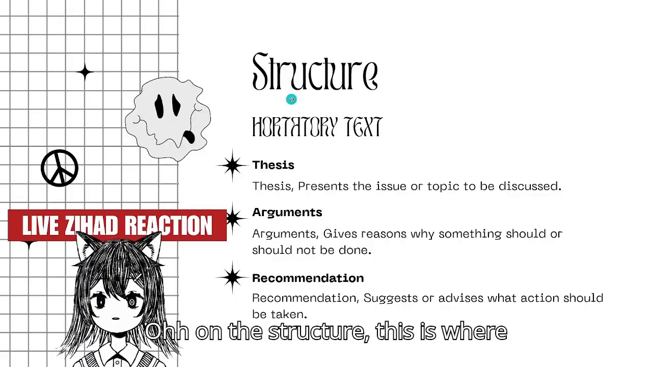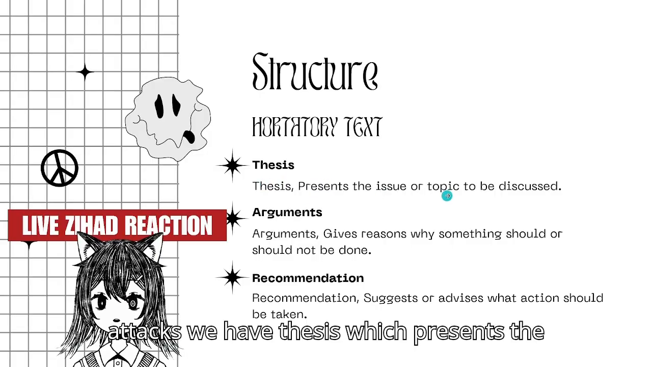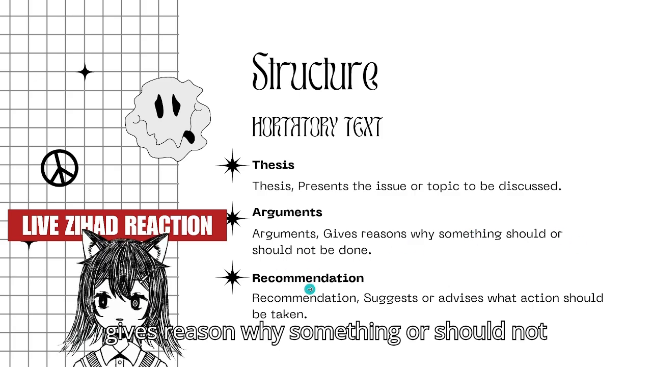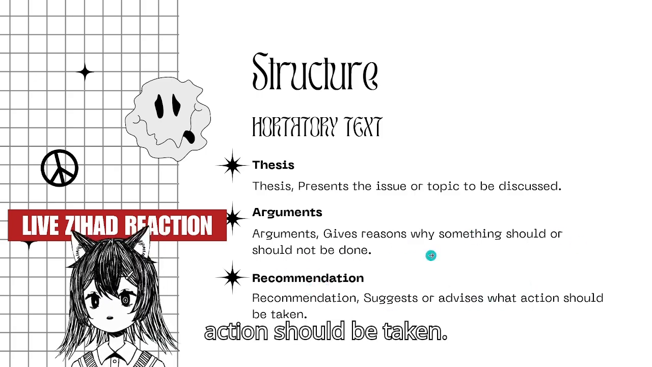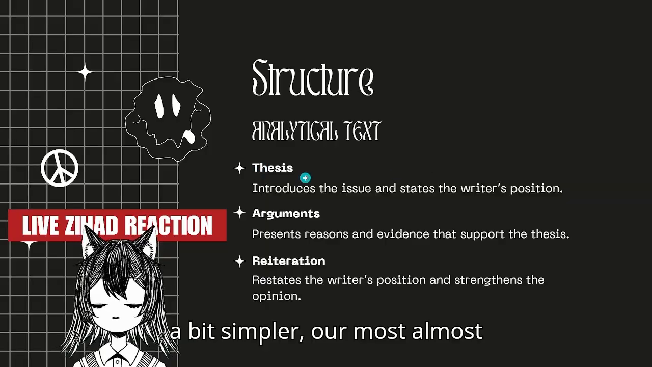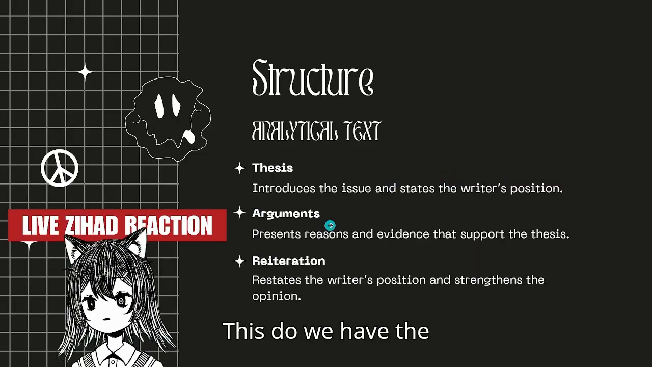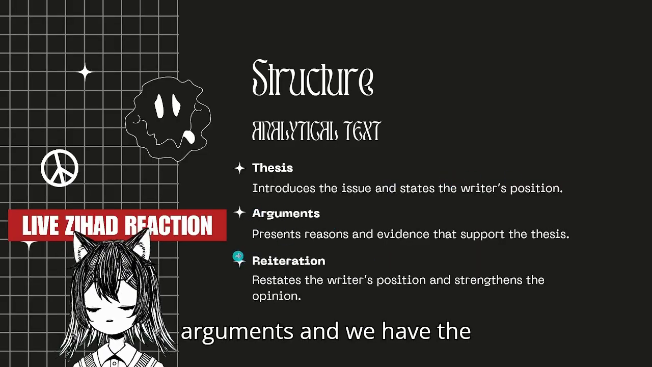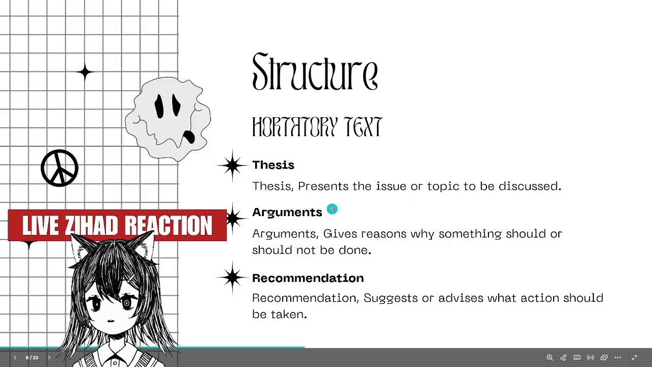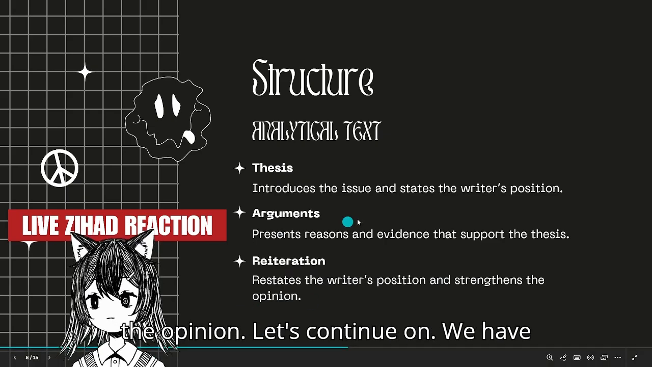On the structure, this is where the main difference is. In the hortatory text, we have the thesis, which presents the issue or topic to be discussed; arguments, which give reasons why something should or should not be done; and a recommendation, which suggests what action should be taken. The structure for analytical text is almost similar, but has a difference. We have the thesis, the arguments, and the reiteration. So instead of the recommendation that hortatory text has, we have reiteration, which restates the writer's position and strengthens the opinion.